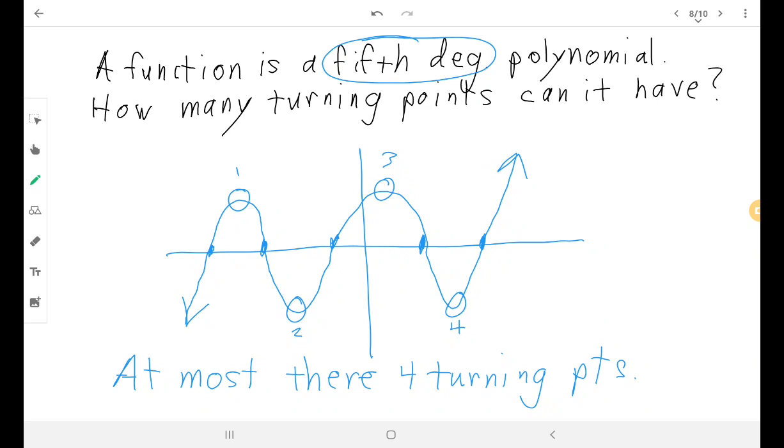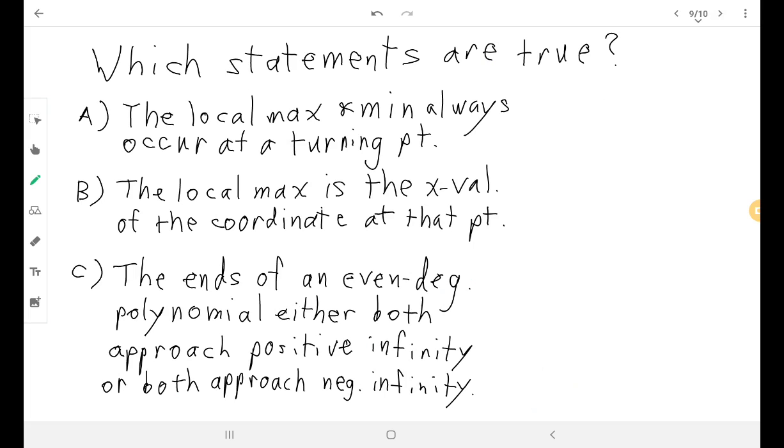Okay. There being no questions, I will move on to the next board. And now we've got some statements, and I want to know which of these three statements are true. You're going to learn about local max and local min. So the first two statements are about that. The first one says the local max and min always occur at a turning point.